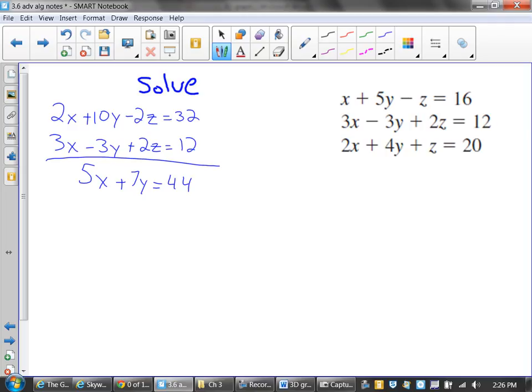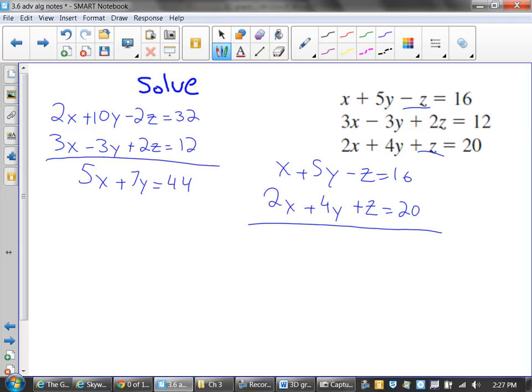To eliminate the z in the third equation, what do I do to the first equation? Multiply it? Nothing. Why? I'm getting rid of z's. Why? -1 and 1. So I have x plus 5y minus z is 16, and 2x plus 4y plus z is 20. Add them together: 3x plus 9y is 36.